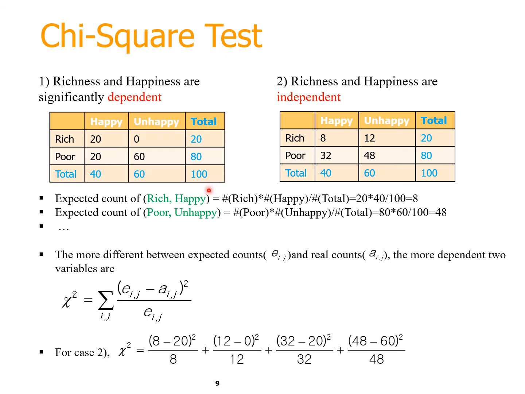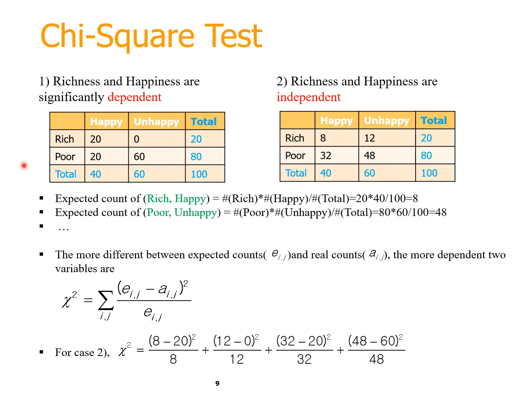Suppose we have 100 people, okay, and these numbers are the real count, the actual number of people. So we have 20 happy rich people, and then we have 60 unhappy poor people, etc. Okay, so these are the real number of people, a real count.